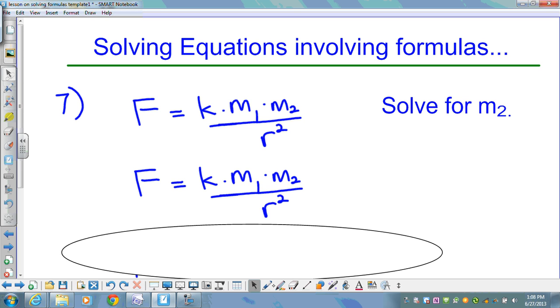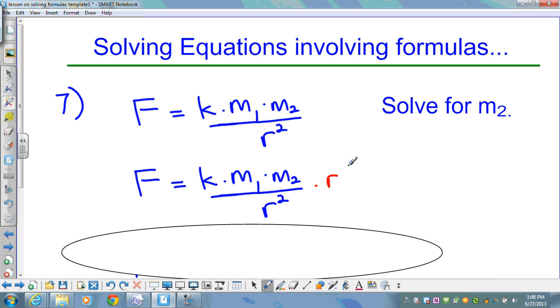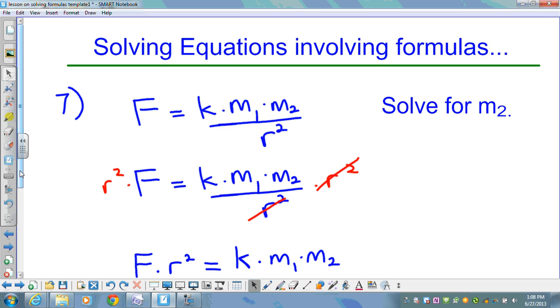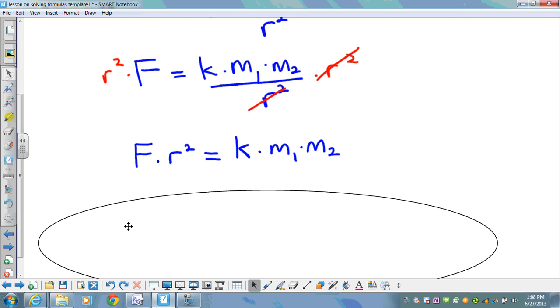If you said multiply both sides by r squared, you're on the right track. That would be a very good way to begin this problem. So multiply both sides by r squared. So we get rid of the denominator right away. And again, we're trying to solve for m sub 2. So we will need to isolate that quantity by itself. But first, the cleaned up version of the previous line: F times r squared equals k times m sub 1 times m sub 2.